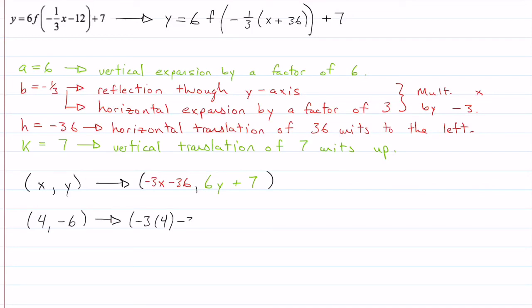So it's going to be negative 3 times 4 minus 36, and 6 times negative 6 plus 7. So I get negative 3 times 4 is negative 12, minus 36 is negative 48, and 6 times negative 6 is negative 36, plus 7 is negative 29.